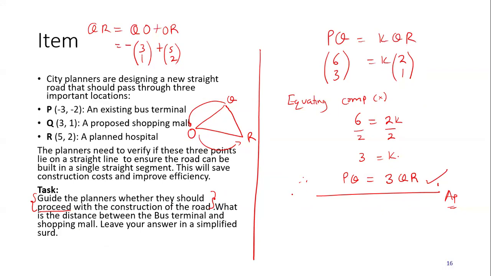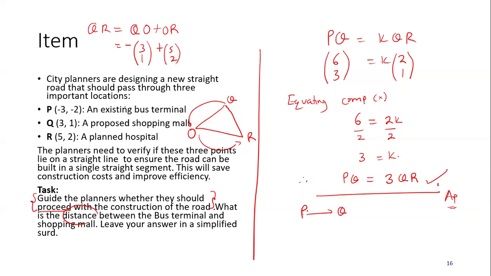So hope you have had the conclusion. The second part: what is the distance between the bus terminal and the shopping mall? Now here, they are testing you on whether you know how to obtain the magnitude. That's what they were asking for. Whenever they tell you distance, distance means the length between the 2 points. So we have the bus terminal, which is at point P, and then we have the shopping mall, which is at point Q.